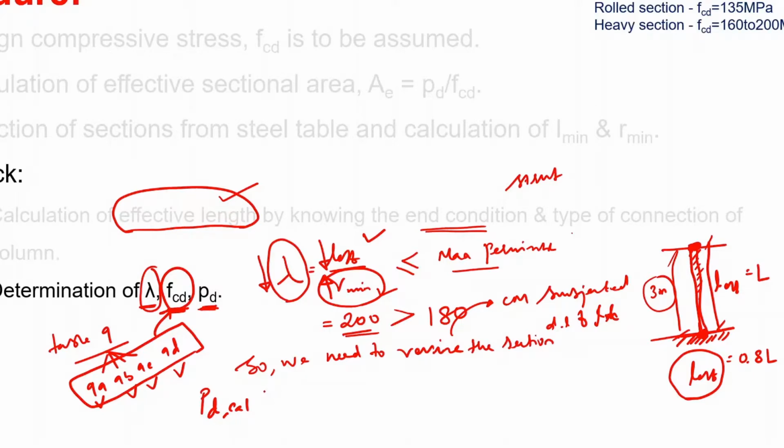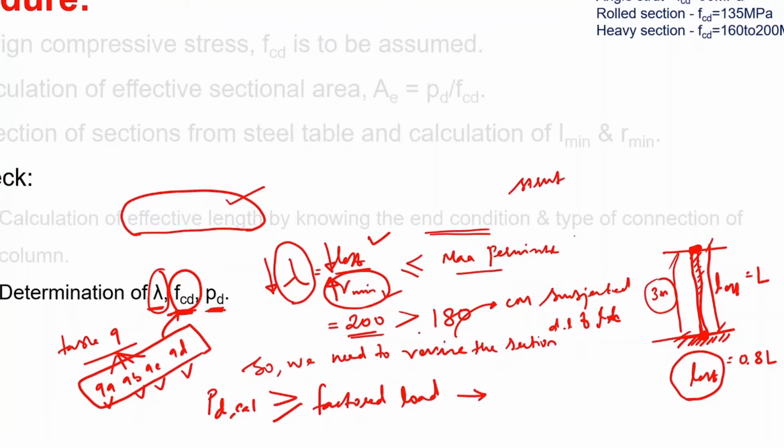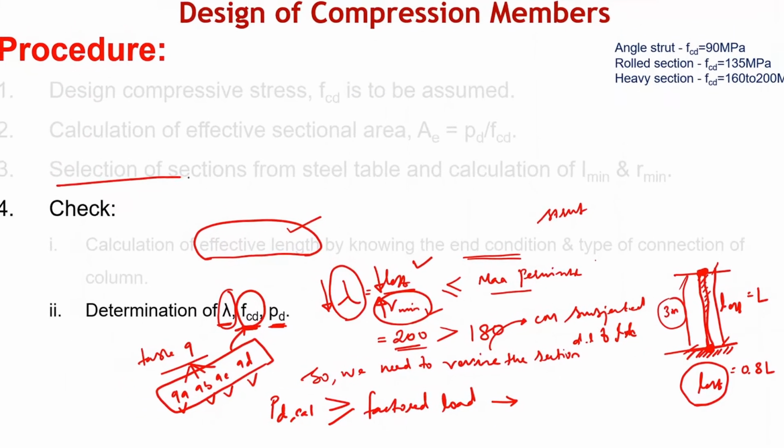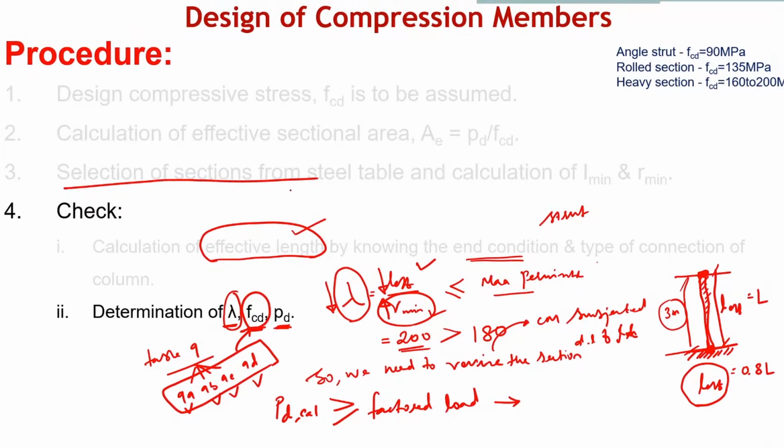It has to be greater than or at least equal to the applied factored load. If it is so, then the section you have selected from the steel table to withstand the applied load is safe.